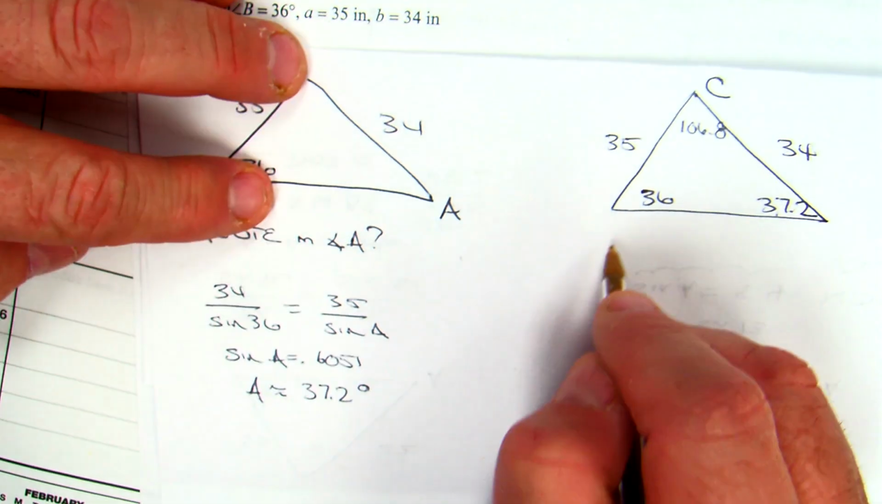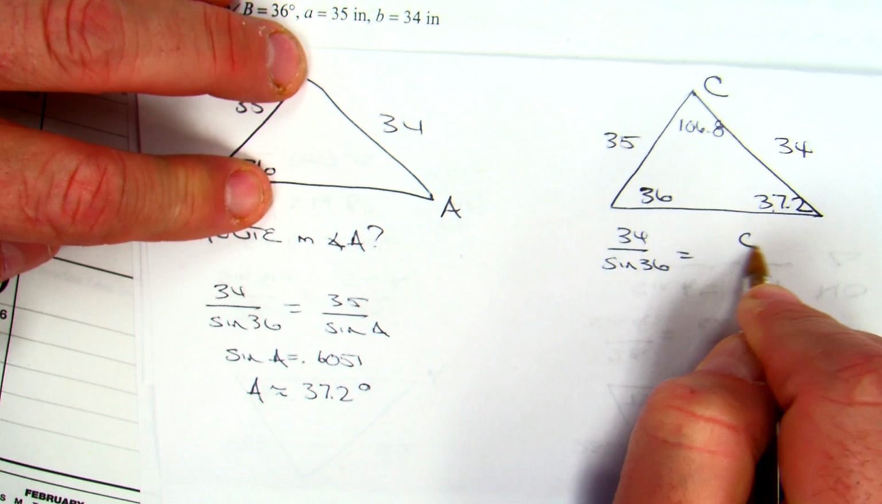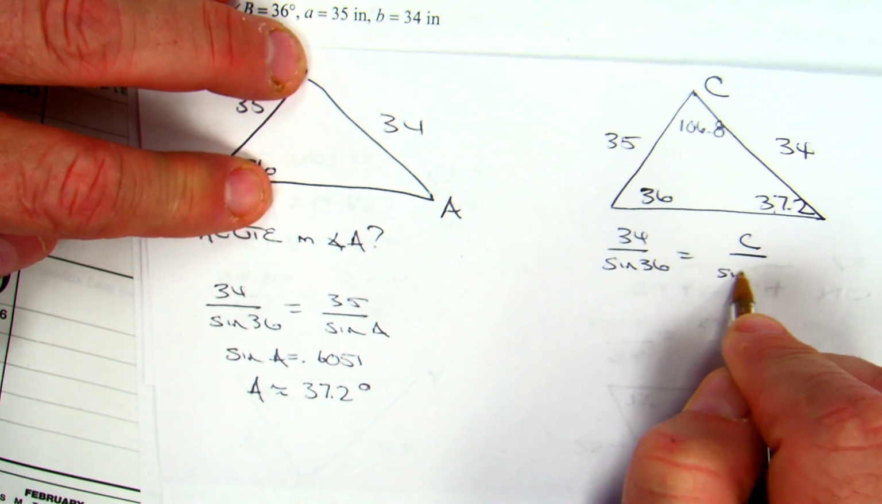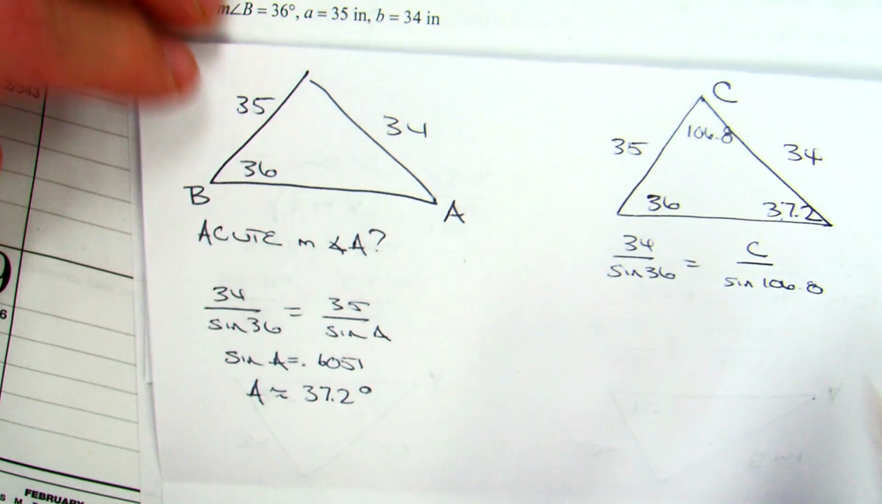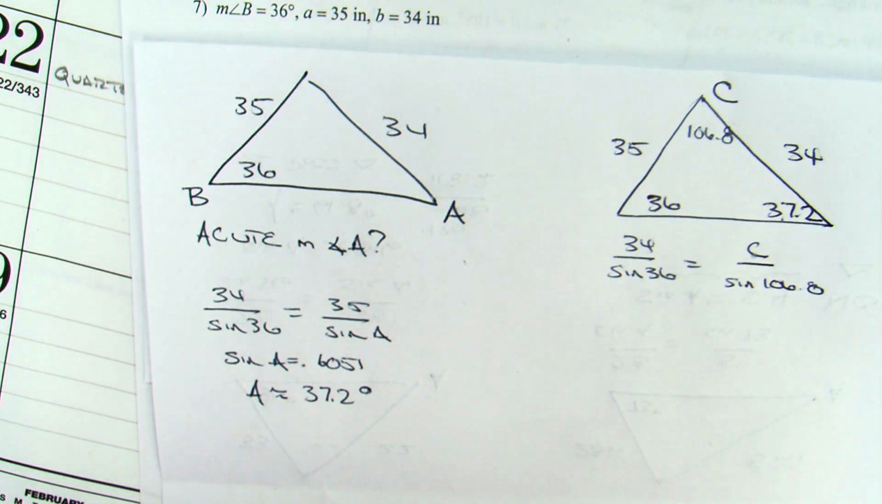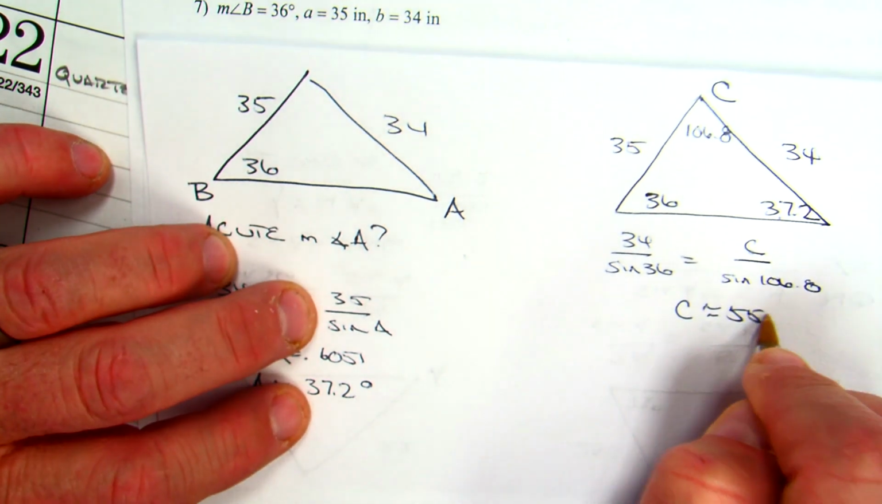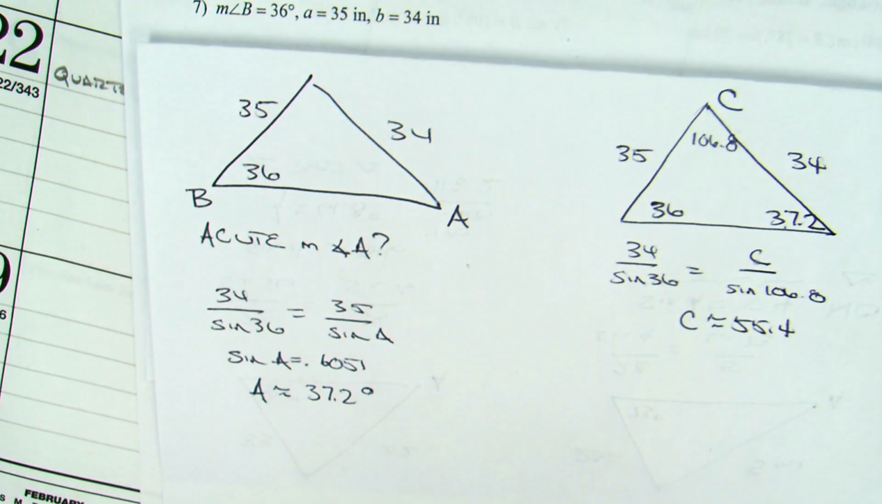I'm then going to bring over my 34 over sine 36, and I'm going to set that equal to C over the sine of 106.8. I'm going to cross multiply as always, 34 times the sine of 106.8. I'm then going to divide that by the remaining, which is sine 36, and I get C to be approximately 55.4 inches.